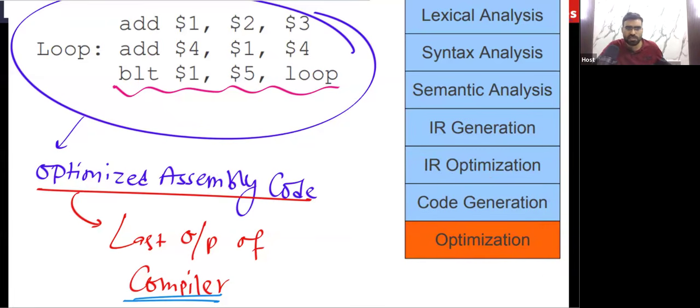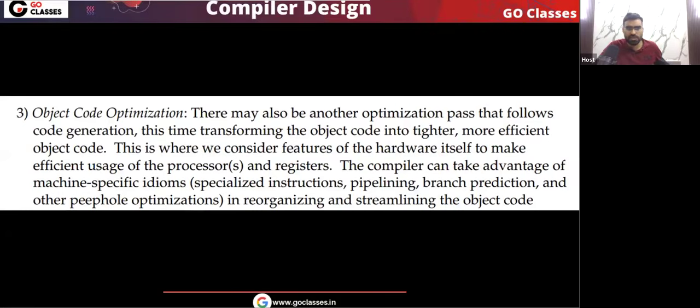Did you understand all these things, the complete sequence, from lexical analysis to machine dependent code optimization? Everything, did you understand? Let me know. So that's it. This is the complete, detailed overview of the phases of the compiler.